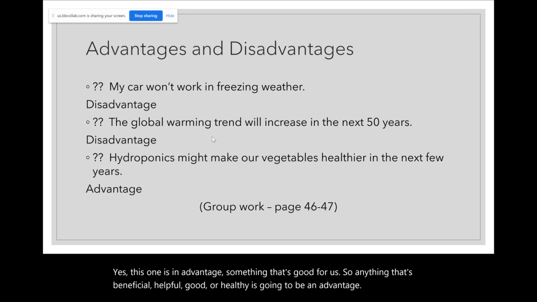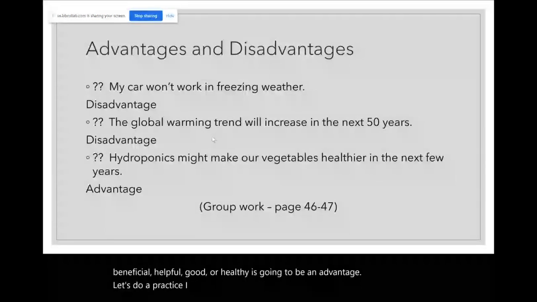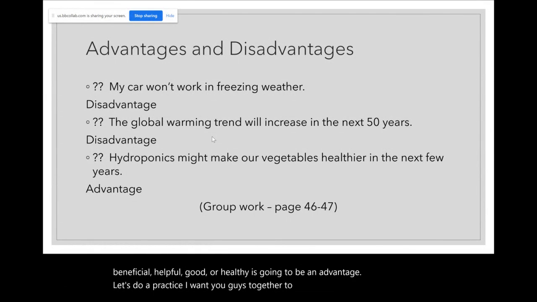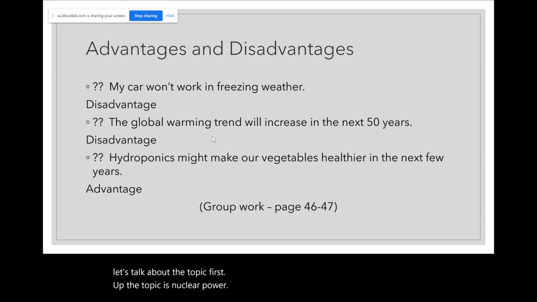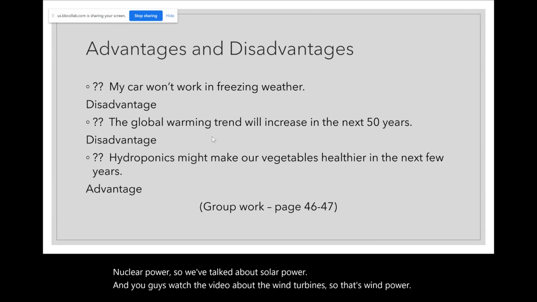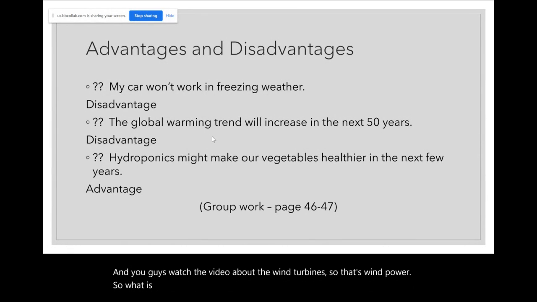Okay, so let's do a practice. I want you guys together to take about 5 minutes, and on page 47, I want you to try to write one advantage and one disadvantage. But let's talk about the topic first. The topic is nuclear power. So we've talked about solar power, and you guys watched the video about the wind turbine. So that's wind power. So what is nuclear power? Has anybody heard of that before?